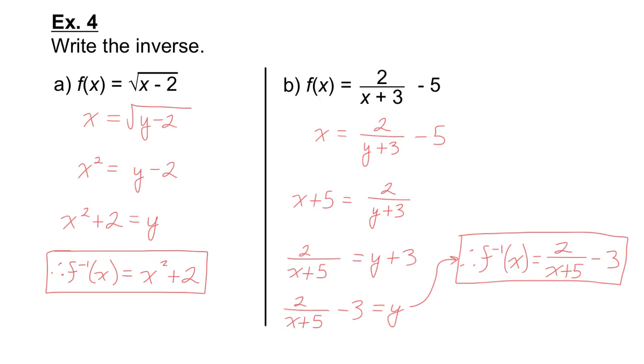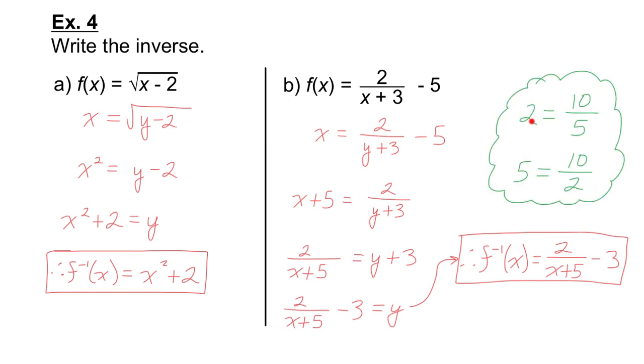Over here, swap x and y. I want to isolate y, so I'm going to add 5, end up with x plus 5 over here. Now I've got to do a little work to isolate y here, and I'm kind of skipping a step here. I'm showing a shortcut here. Let me explain the shortcut.